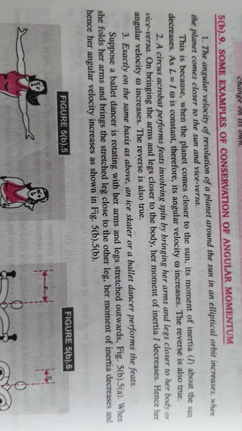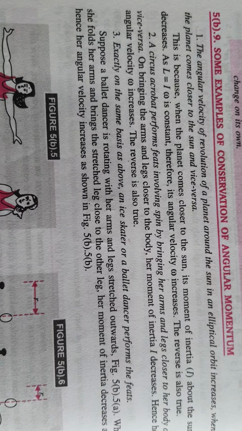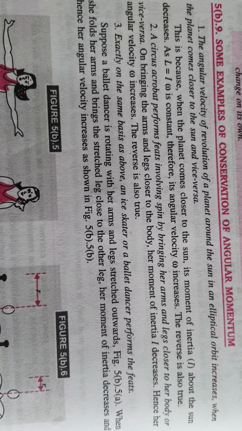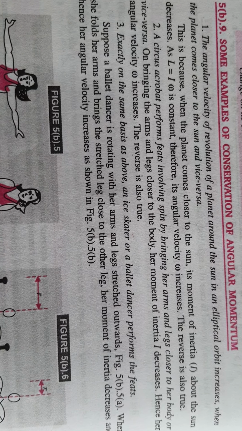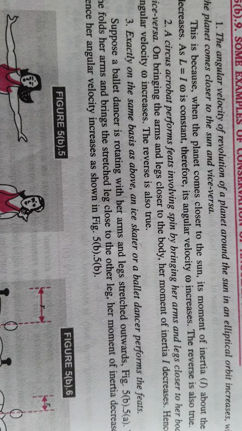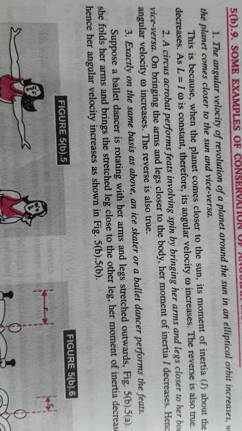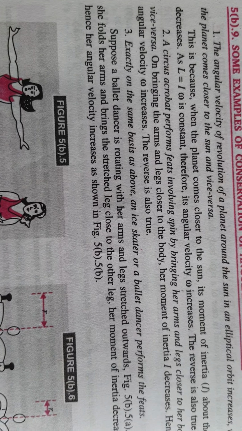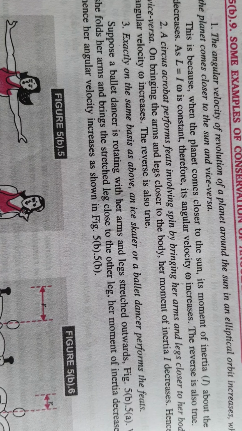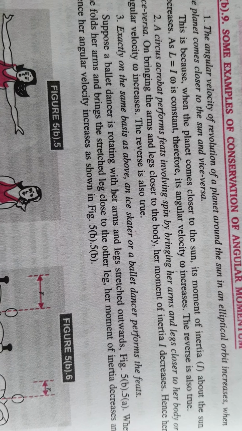So let us see a few practical examples of the law of conservation of angular momentum in our day-to-day life. See the angular velocity. We know that in the solar system the planets revolve around the sun in an elliptical orbit. If the orbit increases, that means the radius will increase, and we know radius is the perpendicular distance from the axis of rotation. If it increases, moment of inertia will increase. So the speed will be less. When the planet comes closer to the sun, the angular velocity of revolution in the elliptical orbit increases.